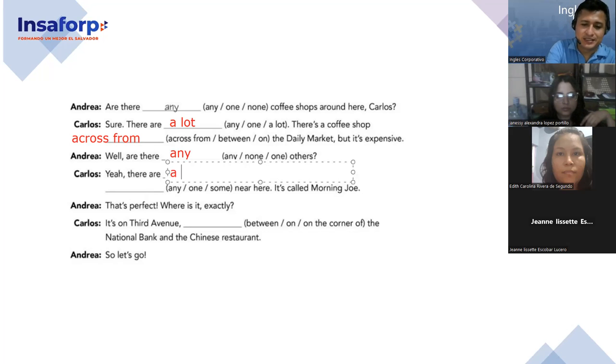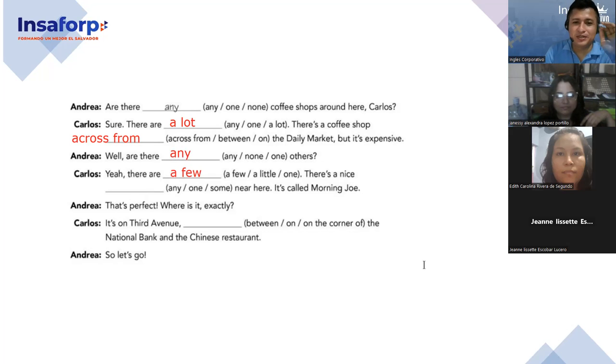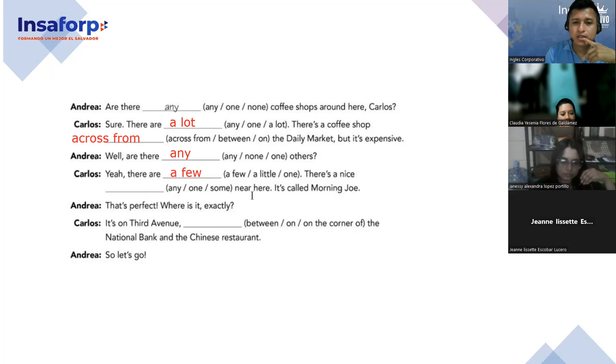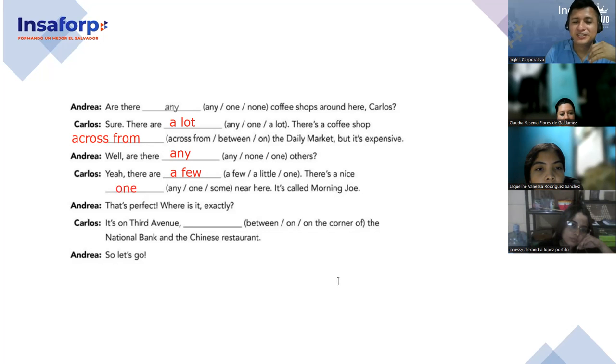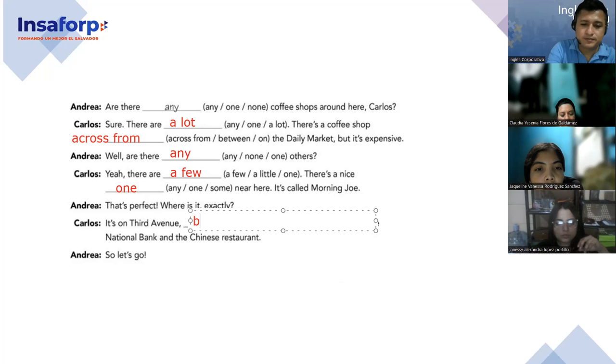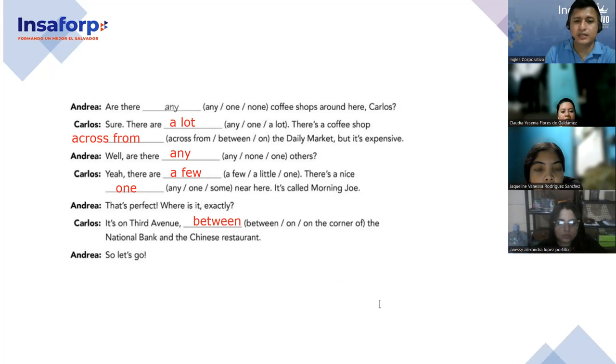Yes, I love it. Se acordó, right? Oh, that's very good. Beautiful. Aquí teníamos a little and not. Very good. There's a nice one. Any one. There's a nice one. One. Oh, very good. Perfect. It's called Morning Joe. That's perfect. Where is it exactly? It's on third. Between. Oh, perfect. Beautiful. Between the National Bank and the Chinese restaurant. So let's go. Very good.